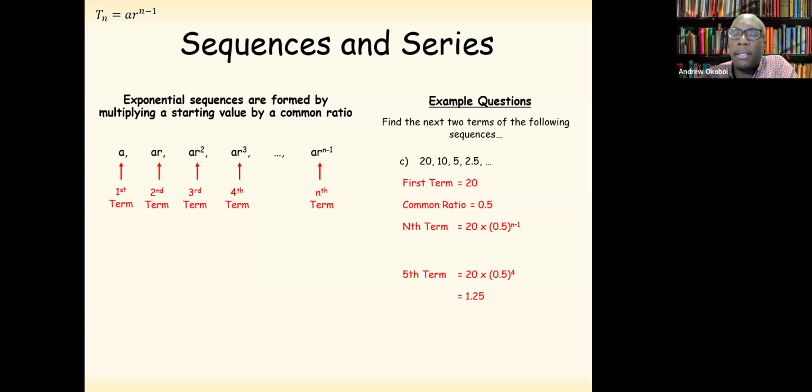And we can now get the sixth term in exactly the same way. So 20 times 0.5 to the power 6 minus 1, which is to the power 5. And we get a number that's half of what we got previously, which was 0.625.